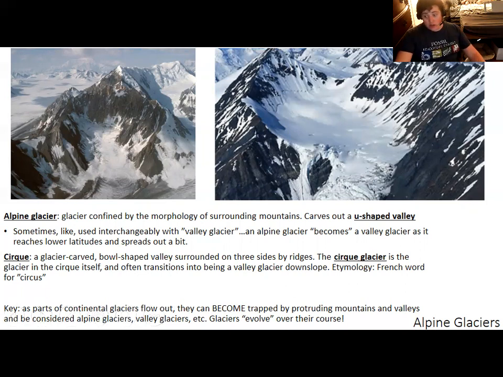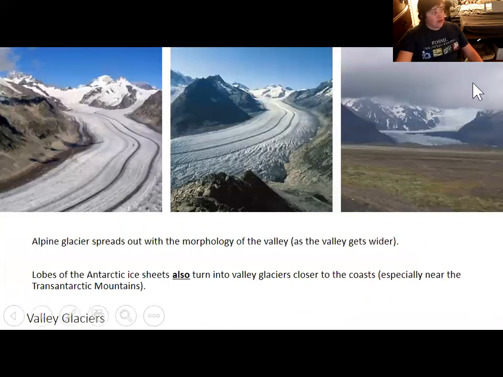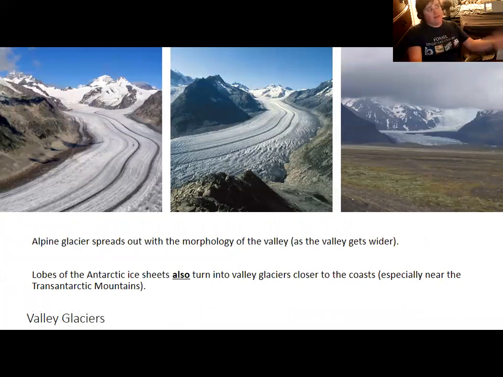Glaciers change shape as they move down. Alpine glaciers and cirque glaciers become valley glaciers as they spread out with the valley spreading out. Downhill, the valleys will spread out and the glaciers will be spread out more as a result. And lobes of the Antarctic ice sheets actually become valley glaciers closer to the coasts. This is where they are far from the zone of accumulation where the glacier is building up.